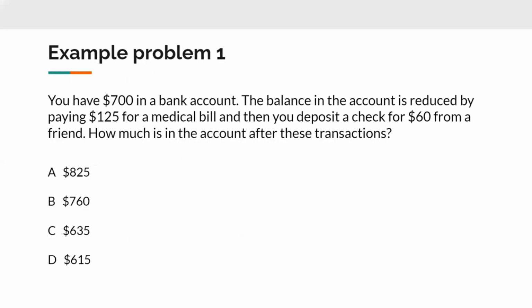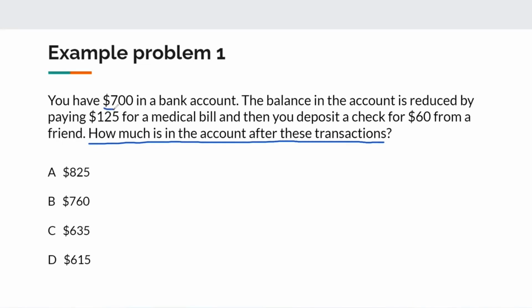Example problem 1. This is kind of a classic, simple multi-step word problem. You have $700 in a bank account. The balance in the account is reduced by paying a $125 medical bill, and then you deposit a check for $60 from a friend. How much is in the account after these transactions?